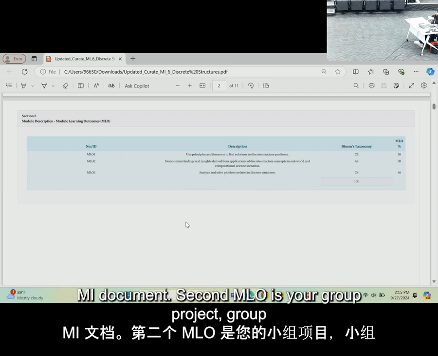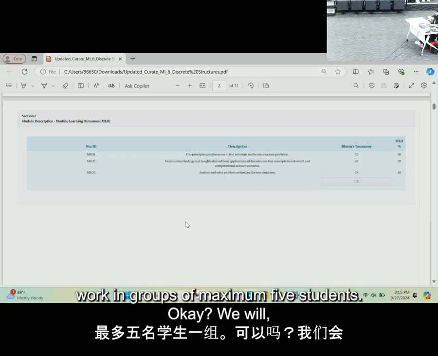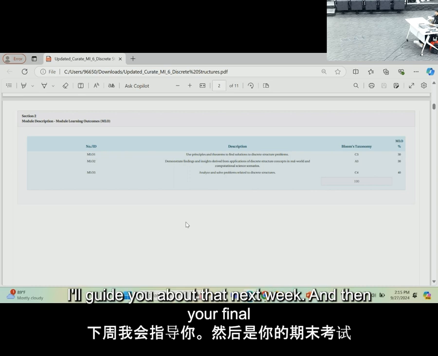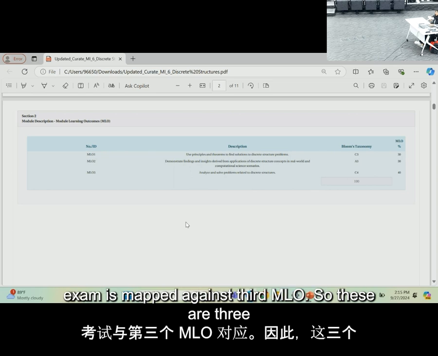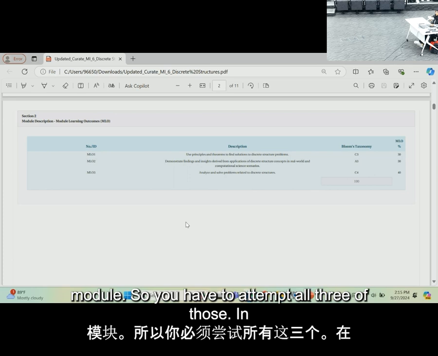The second MLO is what your group project, the group assignment, is mapped against. You will have to work in groups of a maximum of 5 students. I will guide you about that next week. Then your final exam is mapped against the third MLO. So these are the 3 graded assessments that you have to pass this module, and you have to attempt all 3 of them.